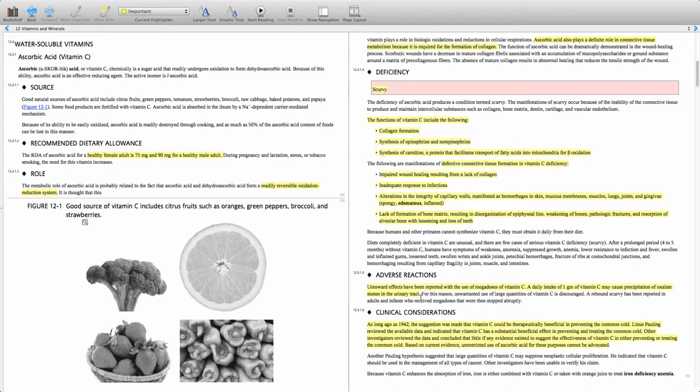Interesting enough, my husband just passed a kidney stone yesterday, which is part of the delay here.